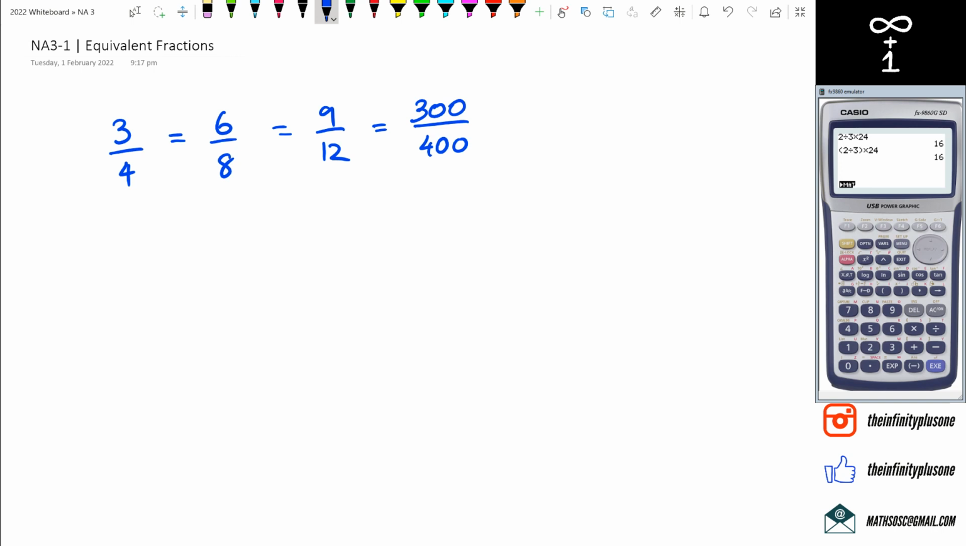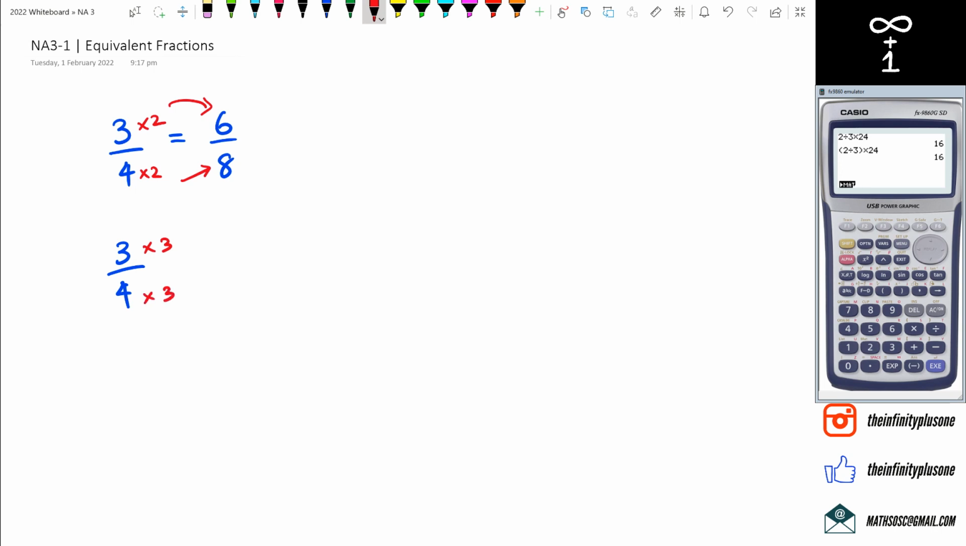To break it down, it's basically whatever we do to the numerator, if we do it to the denominator, it's going to be an equivalent fraction. So what have I done in the first example? I've taken 3 and multiplied it by 2 to get to 6, and I did the same in the denominator: 4 times 2 is equal to 8. And what did I do to get that 9? I multiplied by 3, so 3 times 3 is 9, and 4 times 3 happens to be 12.